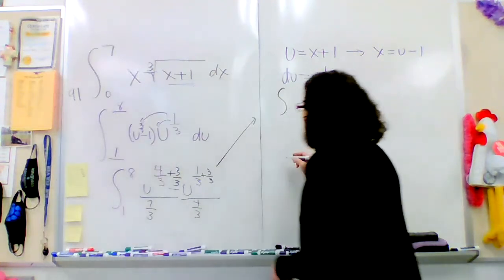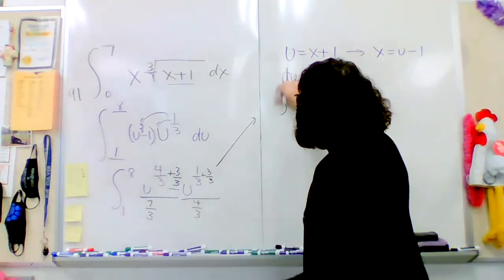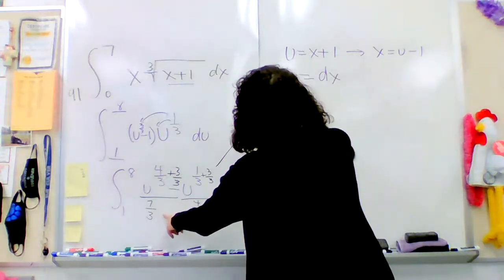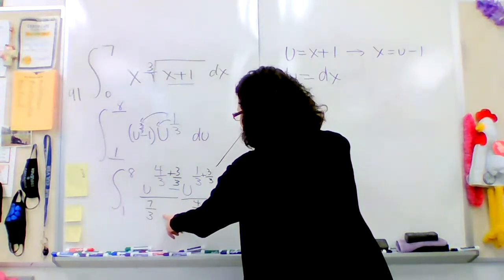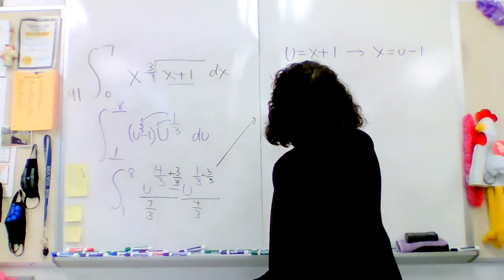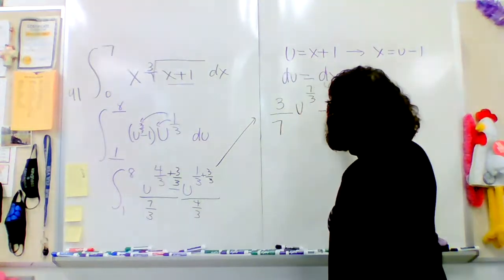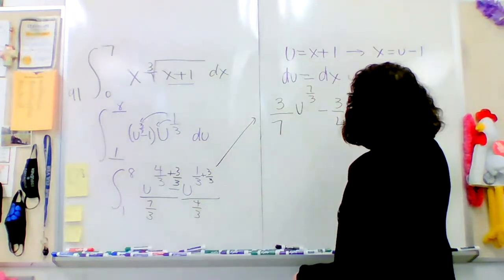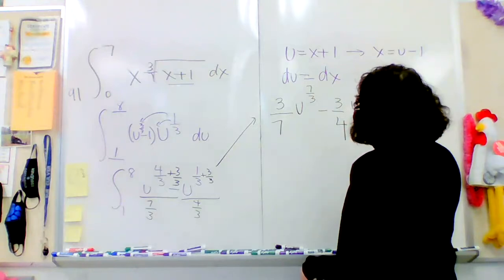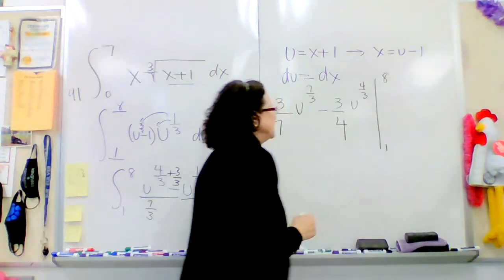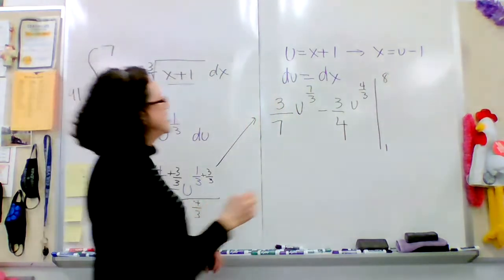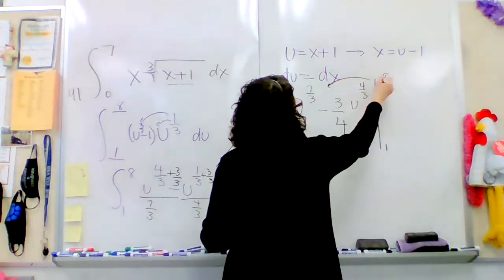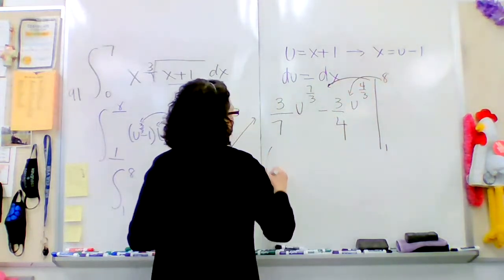Ooh, not liking these numbers. That is 3/7. Yuck. 3/7 u to the 7/3. Yuck. Minus 3/4 u to the 4/3. And we are going to evaluate that from 8 to 1. All right, let's do our f of b.